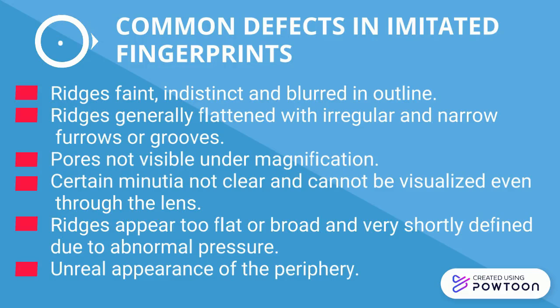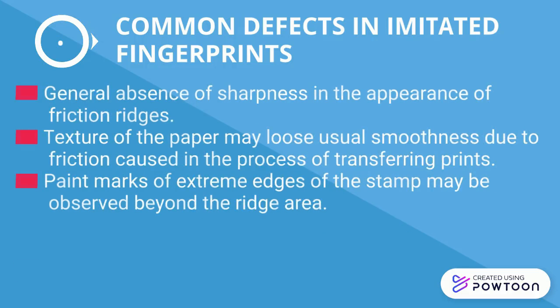Ridges appear too flat or broad and very shortly defined due to abnormal pressure. Unreal appearance of the periphery, general absence of sharpness in the appearance of friction ridges. The texture of the paper may lose its usual smoothness due to friction caused in the process of transferring prints. Paint marks of extreme edges of the stamp may be observed beyond the ridge area.